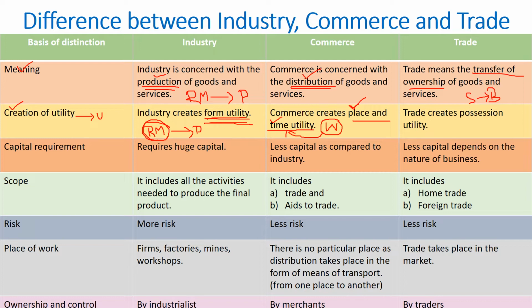The next is trade. Trade creates possession utility. As the possession of the goods is getting transferred from the seller to the ultimate customers, trade is creating a possession utility.